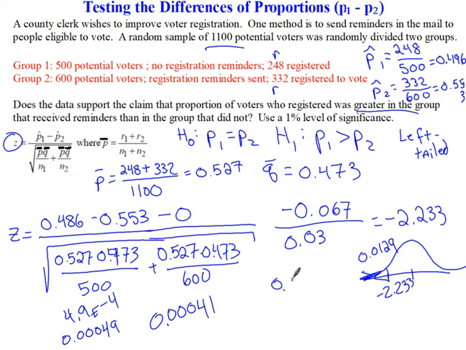So is 0.0129 greater than our level of significance of 1%? It is, just barely. So we are going to fail to reject. And I'll let you elaborate on that a little bit more, but it's basically we're going to fail to reject that the reminder did anything to help voter registration, that people will register to vote regardless. Now, again, this is just one sample. If you do it again, you might get totally different results.